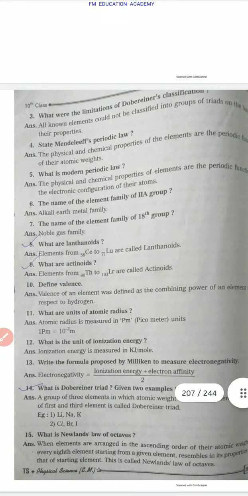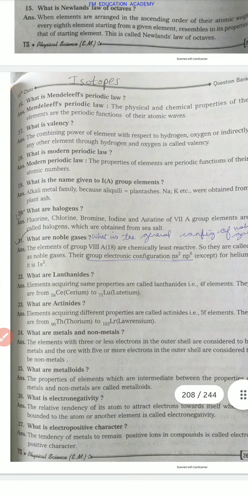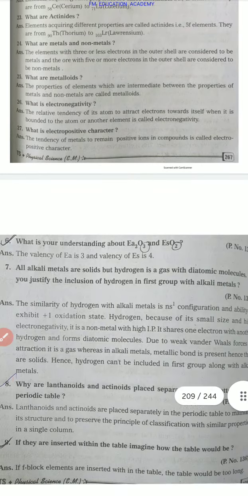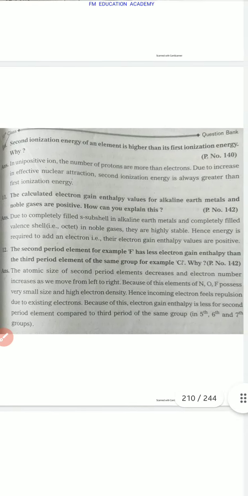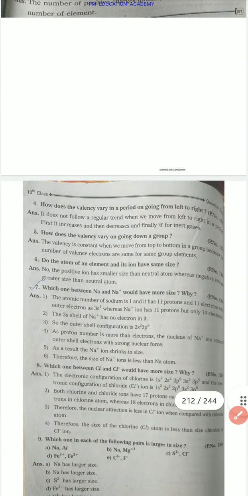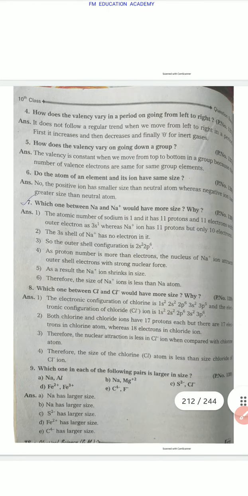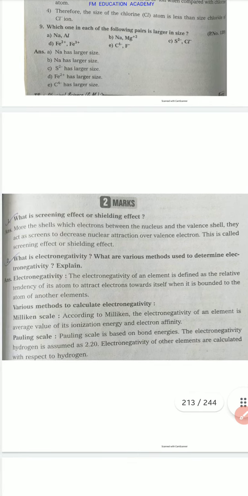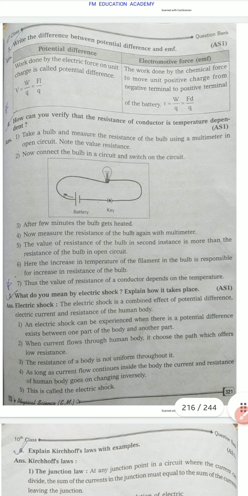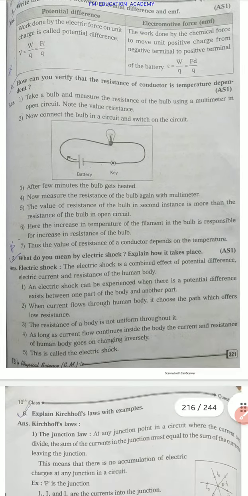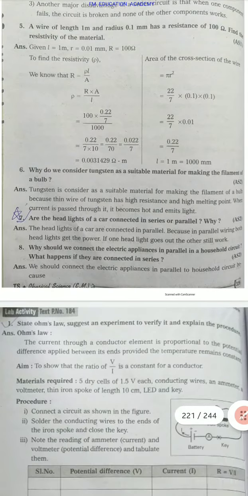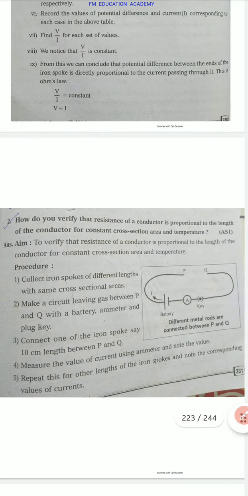Then again ticked questions. Okay, go through them. Electric current chapter. Ticked questions, star questions. It is for all chapters, okay? Whenever ticked questions or star questions come, study those questions.